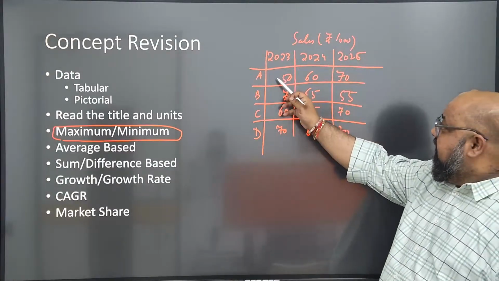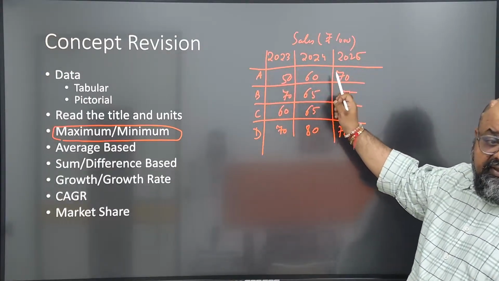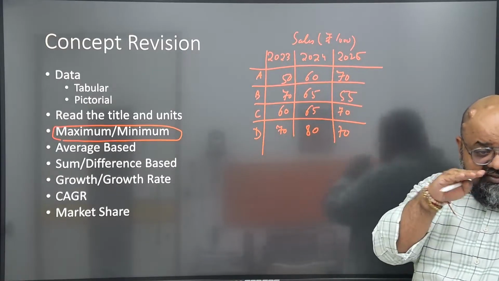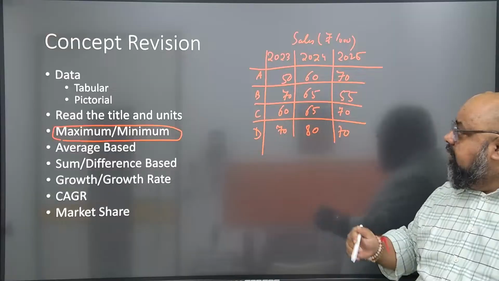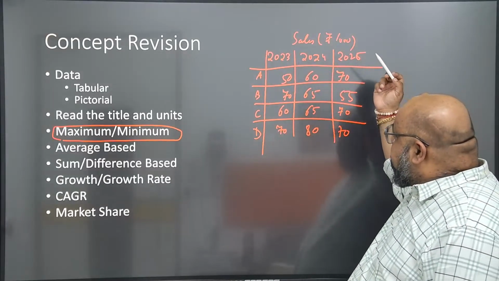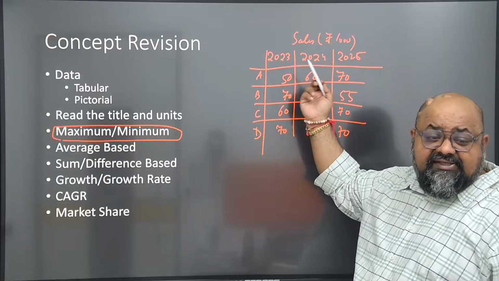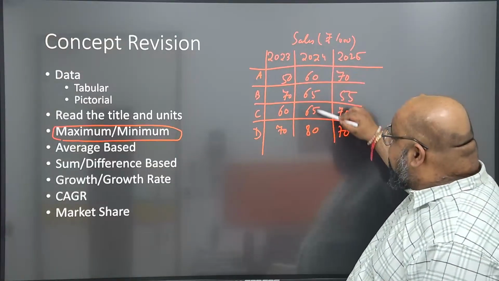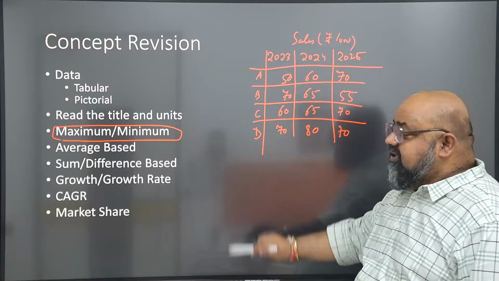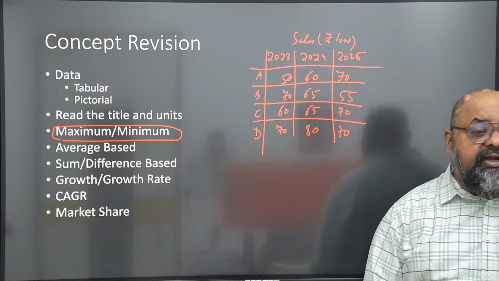So I look at A, I realize that this row talks about A. Among these, this is the largest number, so A had the maximum sales in 2025. This is a row-based question for one value. I could also have in which product had the highest sales in 2024. So this becomes a column-based question. For 2024, I see that the highest sales is here, which is D. So D had the highest sales in 2024.